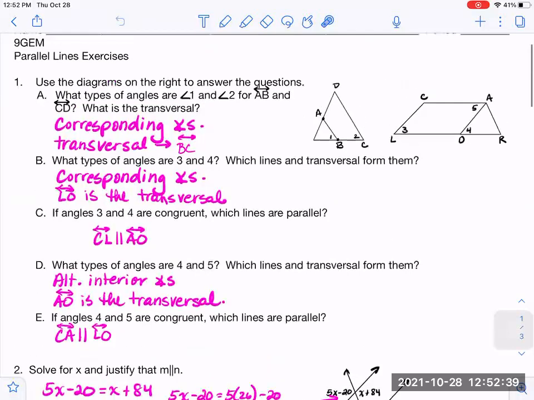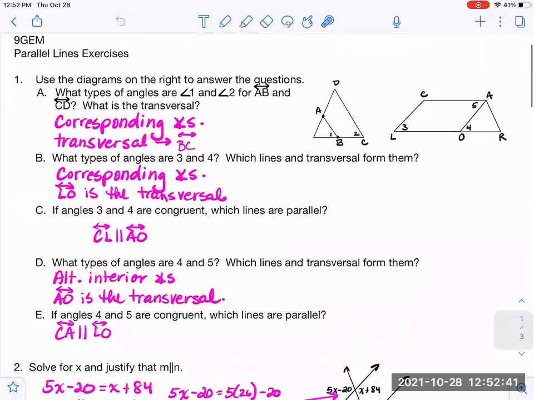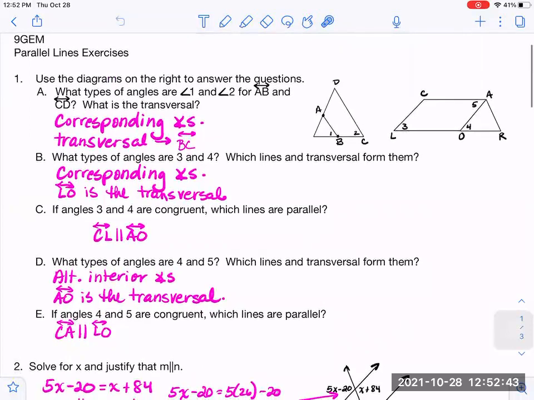Yes, Sophia. Part D is D of which one? Number one. Okay, so it says what types of angles are 4 and 5? So here's 4 and 5. The first thing you have to do is figure out where the transversal is. And the transversal touches both of these angles. It's the side of both of the angles. So I can see that my transversal is here.